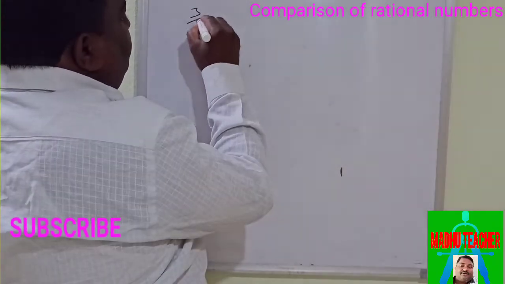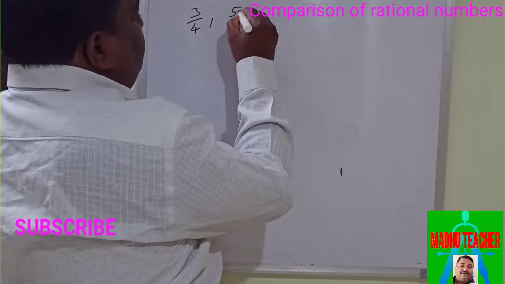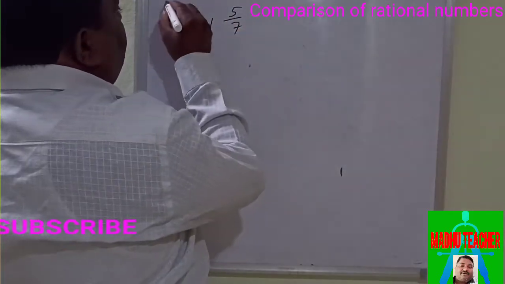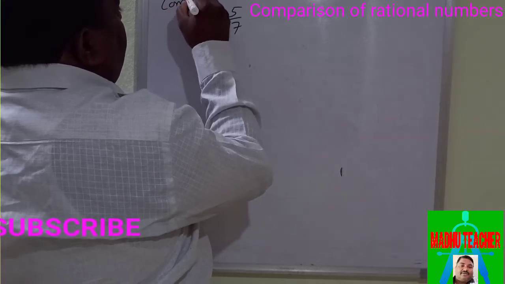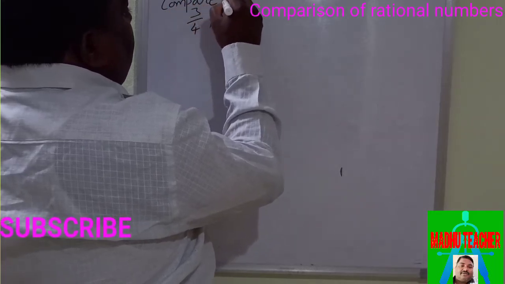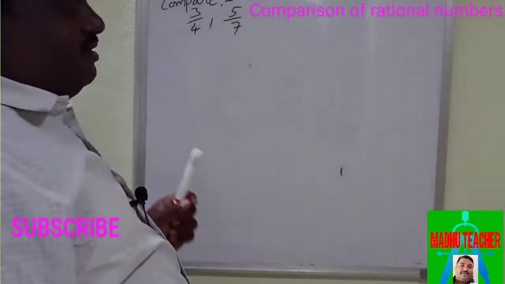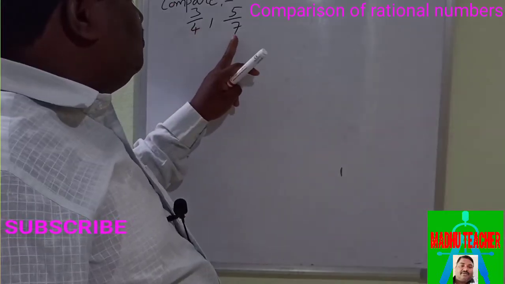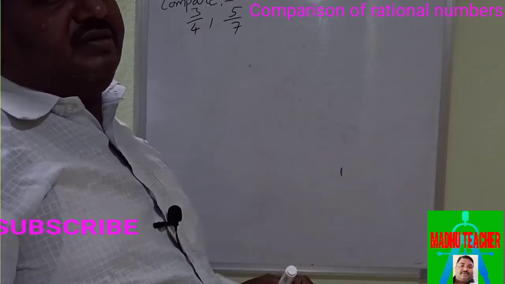Let us take 3 by 4 and 5 by 7. So compare 3 by 4 and 5 by 7. That means among these two, which is greater?